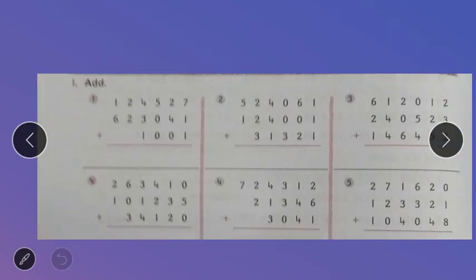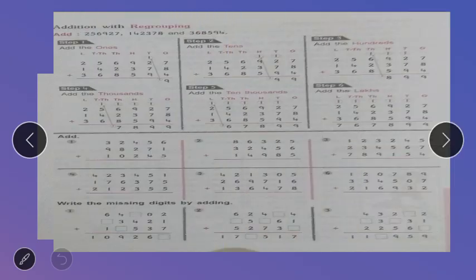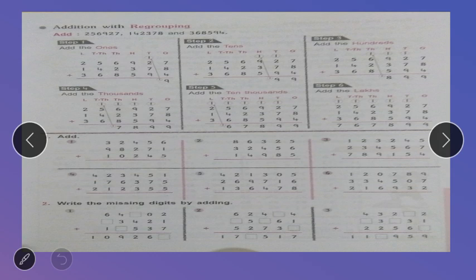Here also you have to add the numbers which are given. All the numbers you have to copy down from the book into your copy and add them very carefully. Write the numbers carefully and add.